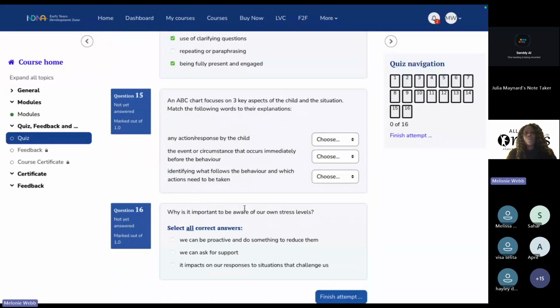An ABC chart focuses on three key aspects of the child and the situation. So we're going to match the words to their explanations. Any action or response by the child is called the behaviour. The event or circumstances that occur immediately before the behaviour we call the antecedent. Identifying what follows the behaviour and what actions need to be taken is the conclusion. Lovely.